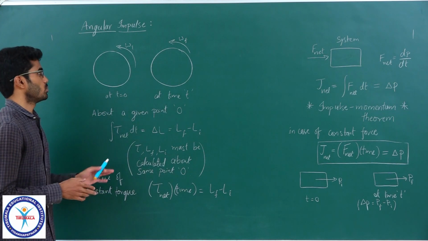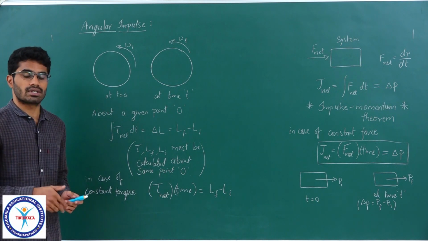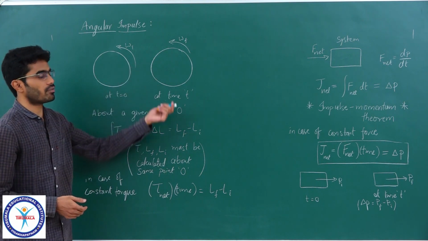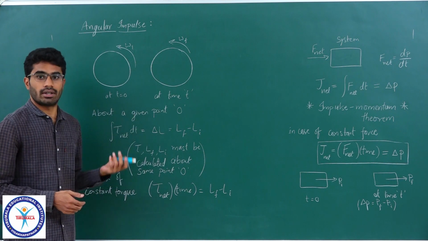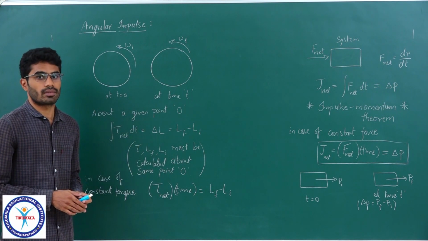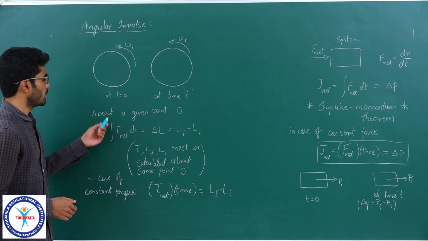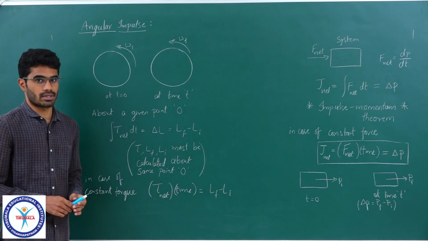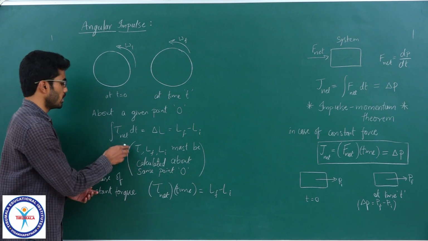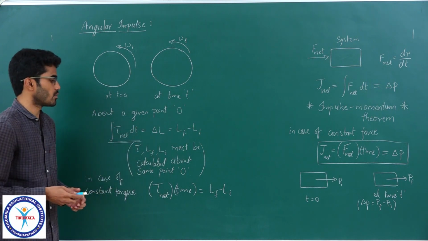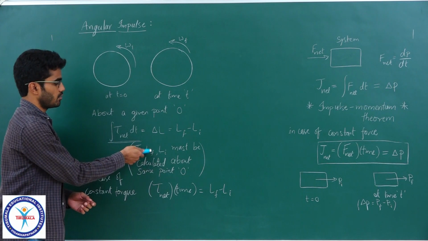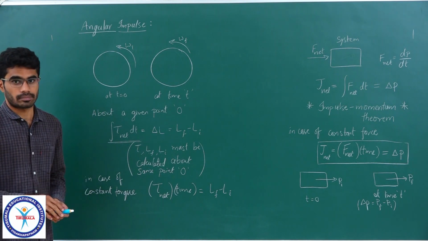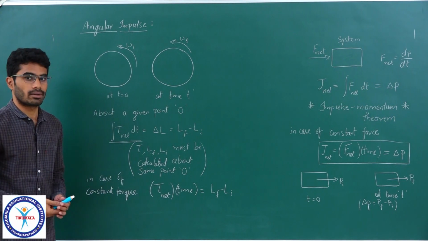So, in order to analyze this, we should understand the torque acting on the system. We will calculate the initial angular momentum, the final angular momentum, and the torque acting on the system about a given point O, and then we can write the equation: integral of torque net dt equals the change in angular momentum of the system. This term is our angular impulse. Note that the torque, the final angular momentum, and the initial angular momentum must all be calculated about the same given point. It may be an interior point or an exterior point.